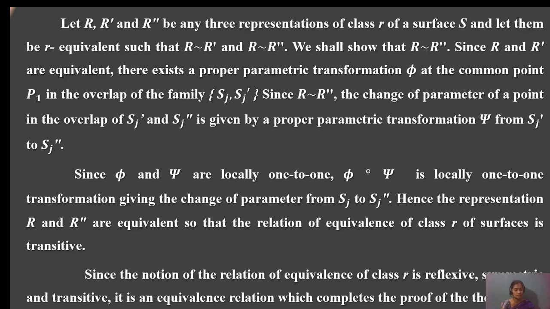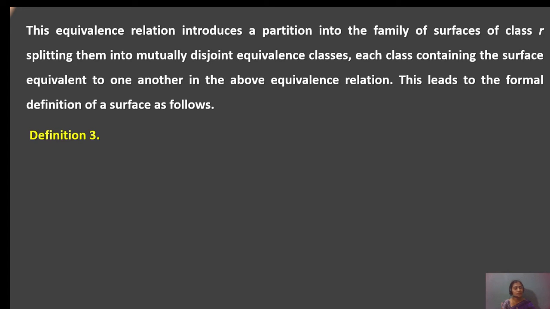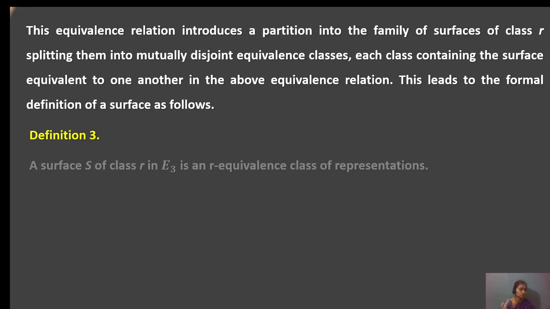This completes the proof of this theorem. This equivalence relation introduces a partition of the family of surfaces R, splitting them into mutually disjoint equivalence classes. Each class will be considered as a value. This equivalence relation introduces the partition of the family of surfaces R into mutually disjoint classes, each surface equivalent to another. This leads to the definition.